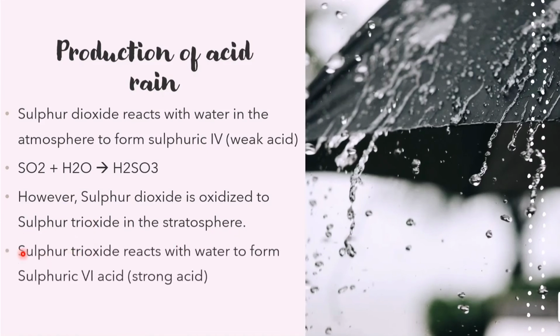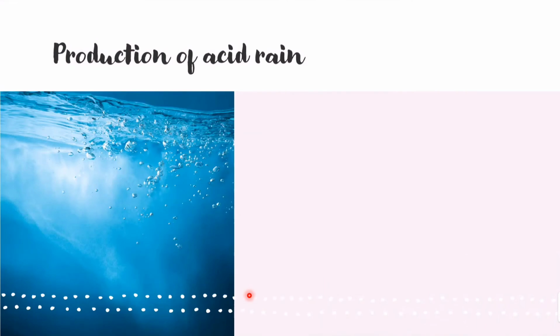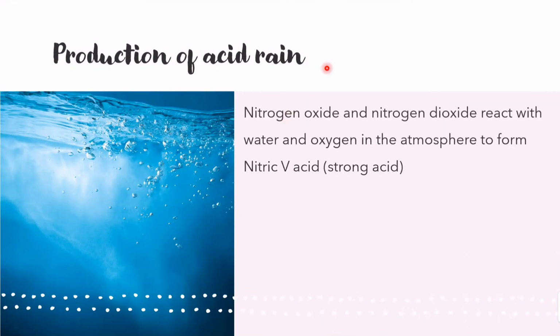And this sulfur trioxide, created when sulfur dioxide is oxidized, reacts with water, also from the atmosphere, to form sulfuric(VI) acid, which is a strong acid. So this is sulfur trioxide plus water in a reaction to create this strong acid, sulfuric(VI) acid, which contributes to acid rain. So continuing the production of acid rain, we have nitrogen oxide and nitrogen dioxide.